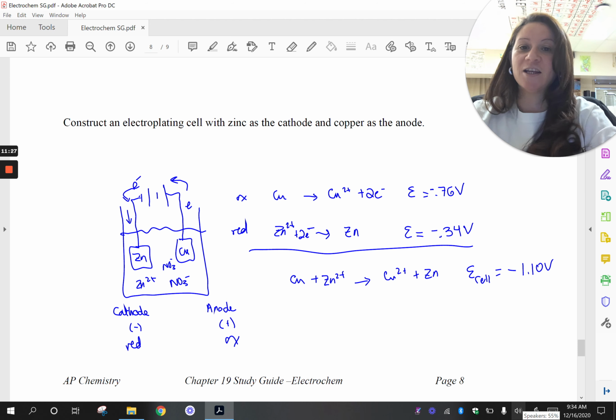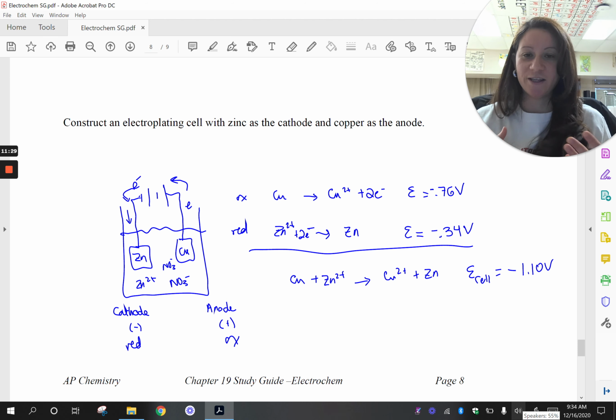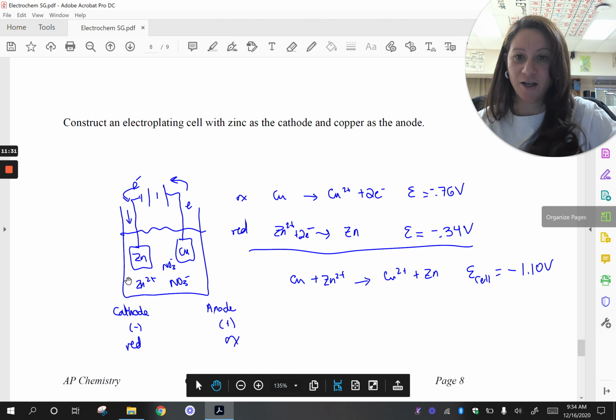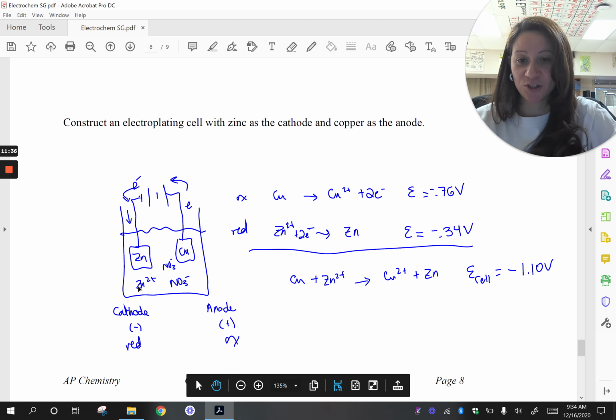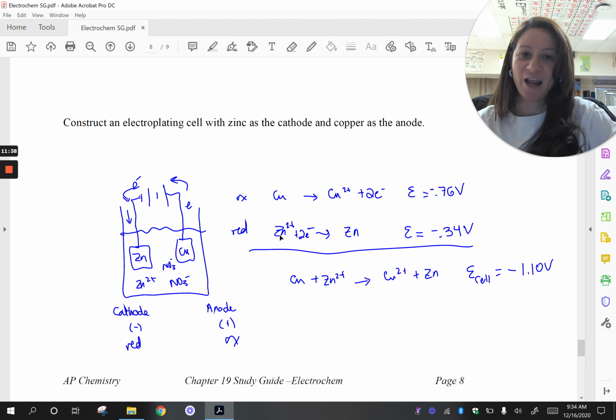So to figure out what solution it is, you need to figure out what your reactants are. What's being reduced is the one that you need the solution for here. So we're going to have zinc ions in the solution, so that we have our reactant here. The zinc ions are going to meet up with the electrons, and they're going to form neutral zinc.